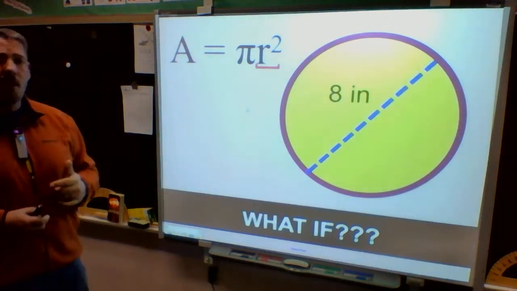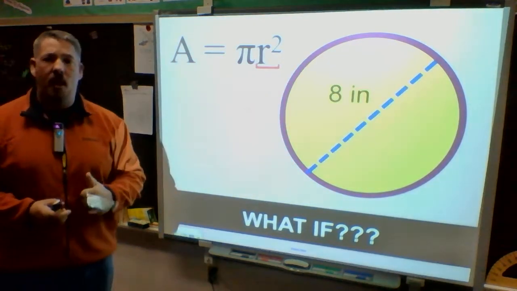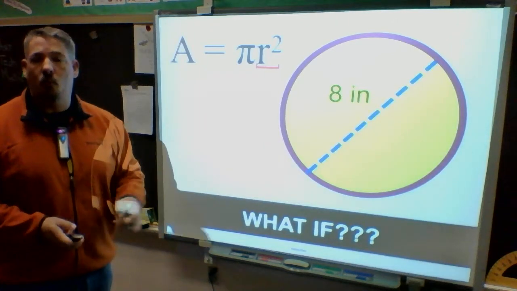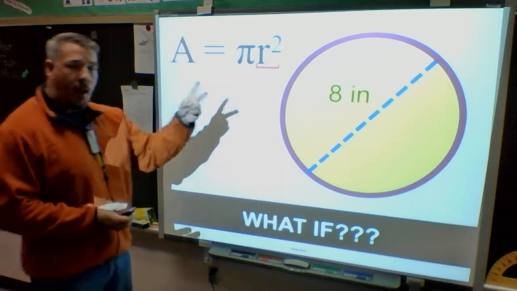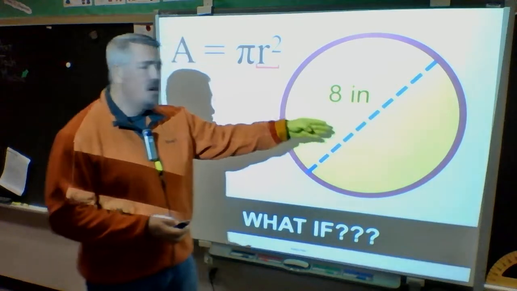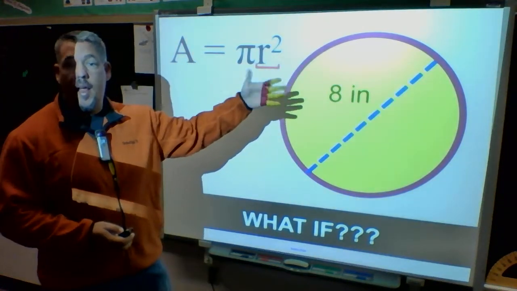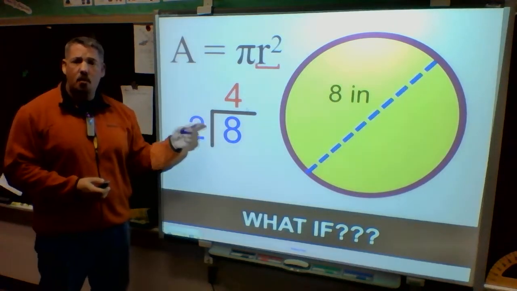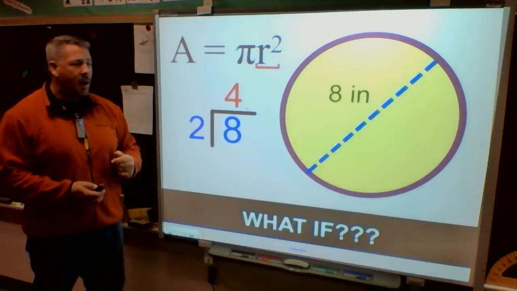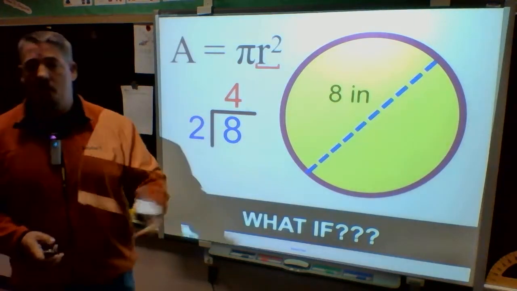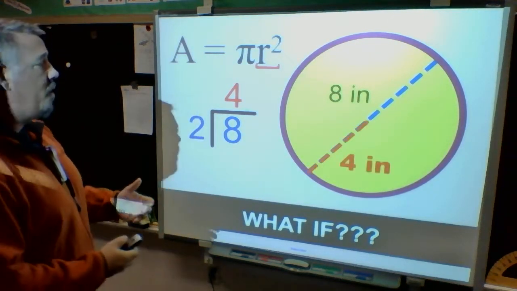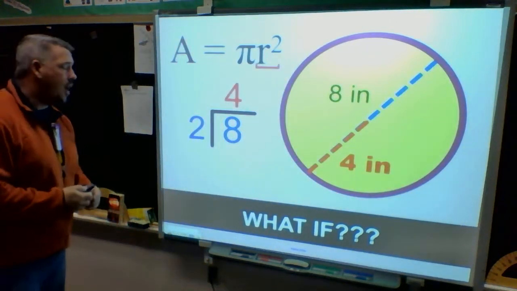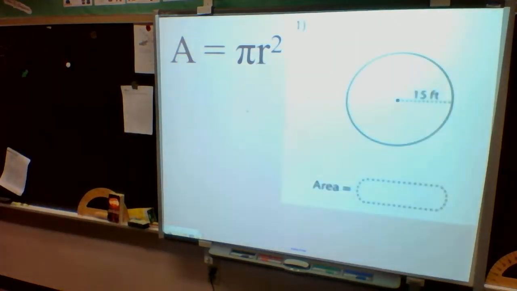But what if they try to trick me and they only give me my diameter? Well, a diameter is just 2 of what the radius is. So I have 2 radii for every 1 diameter. So I'm just going to take my diameter and cut it in half. We're going to have that on this work today. So I take the diameter and I divide by 2. It tells me that I have 4. That takes us back to the original problem that we just talked about. So it would be the same math every time, because on that one, it has the radius of 4.